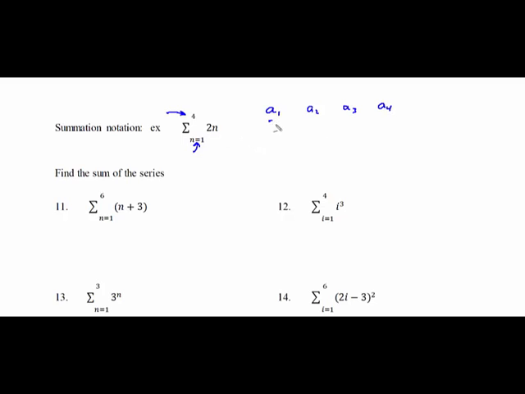So 2 times 1, which is 2, 2 times 2, which is 4, 2 times 3, which is 6, and 2 times 4, which is 8. And then we would add all of these together. This is the sum of the first 4 terms from the first term through the 4th term of this sequence created by the equation 2n. So 2 plus 4 plus 6 plus 8 is 20. So the answer to this problem is 20.